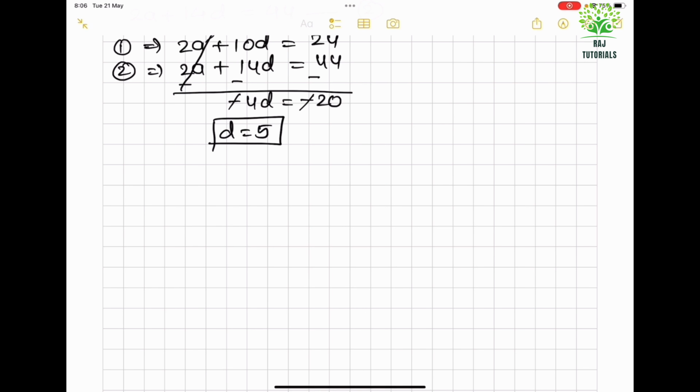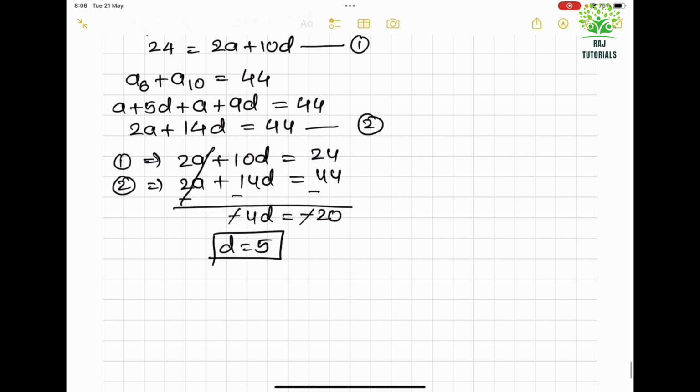Now I have to put this in equation 1. So putting d equal to 5 in 1.